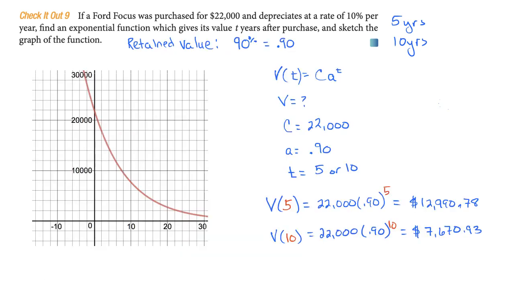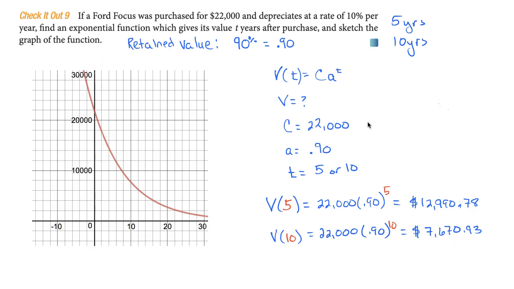Okay, so on this one, the first thing you have to do is figure out what the retained value is. If it loses 10% per year, it's going to retain 90% of its value per year. The original equation is V of t equals C times A to the t. So I'd like to see you lining up all your unknowns here like I did. And then I plugged in V of 5 years, which is what I asked you to do, and got 12,990, and V of the value of 10 years is here.